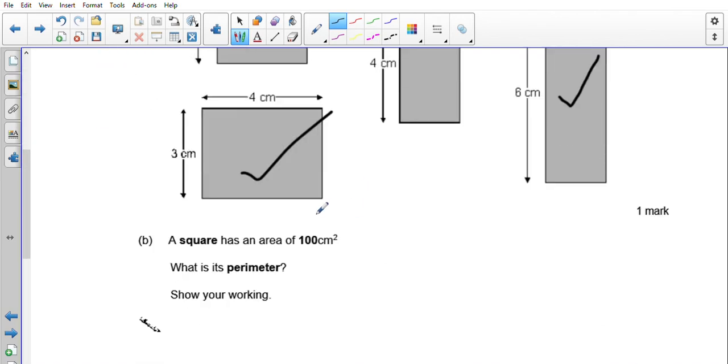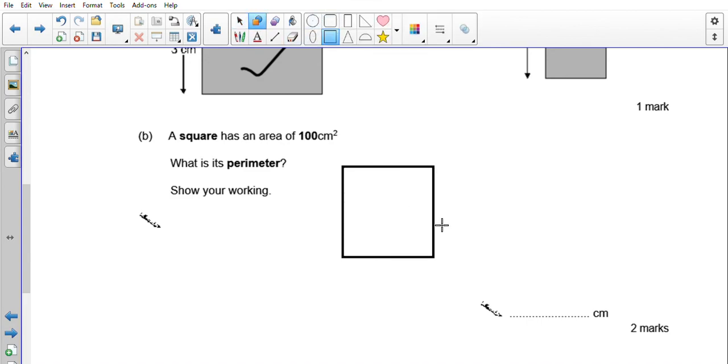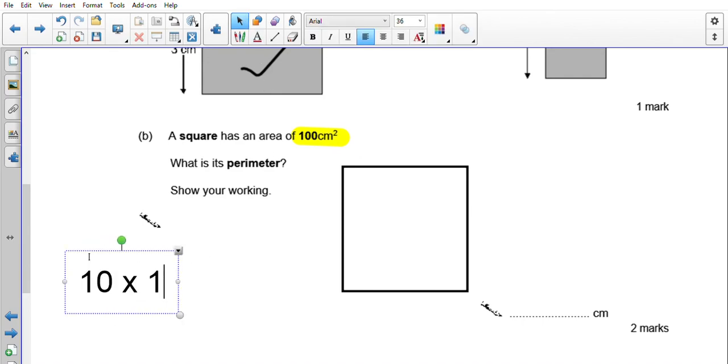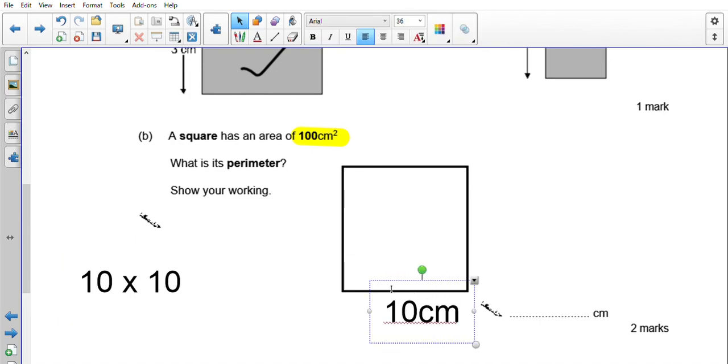Okay. A square has an area of 100 centimetres squared. What is its perimeter? Show your working. Okay. So knowledge: square, all sides the same length. Area is 100, which means I need to be looking for a square number that gives me the answer of 100. If I know my square numbers, I know that 10 times 10 is 100, which must mean that each of these sides here must be 10 centimetres long.